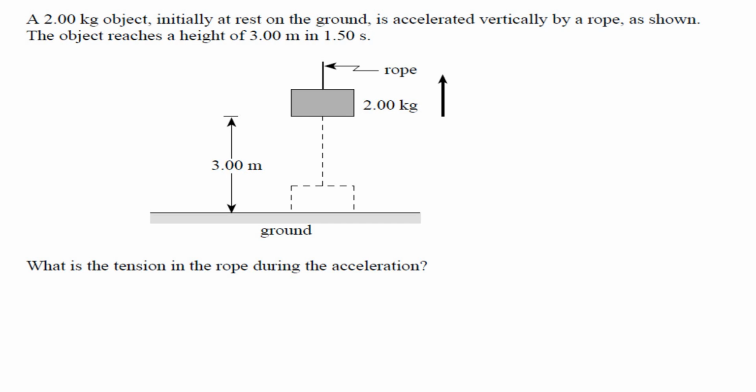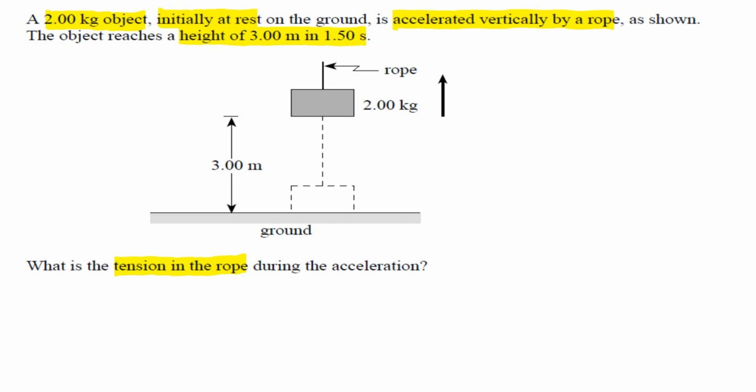In this next problem, we have a 2 kilogram object and it's initially at rest and then it's accelerated vertically by a rope as shown in the diagram below. And then the object reaches a height of 3 meters in 1.5 seconds. And our goal is to find the tension in the rope during this acceleration.